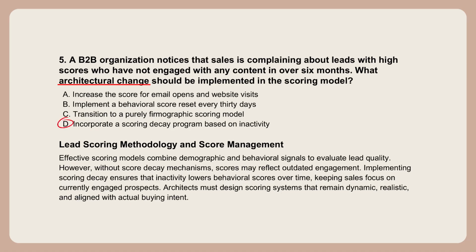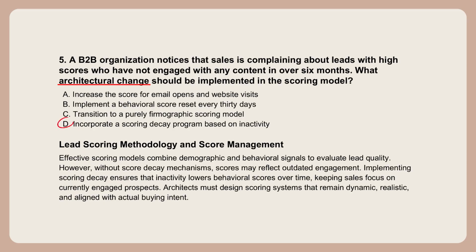Right, because someone who downloaded something a year ago isn't hot today. Exactly. A scoring decay program is a scheduled batch or trigger mechanism that systematically deducts points based on periods of total inactivity. We've all been in that tense alignment meeting where sales brings up a lead who downloaded 10 white papers during the Obama administration, racked up a massive score, and then went totally dormant. It's painful to watch. If the system still flags them as a marketing qualified lead today, the platform loses all credibility. Without decay, your lead queue becomes polluted with false positives.